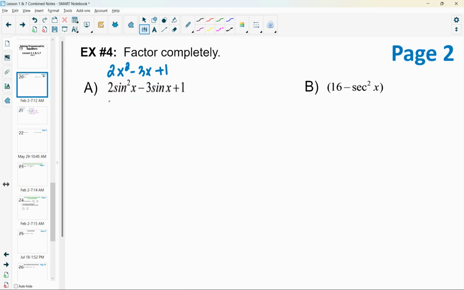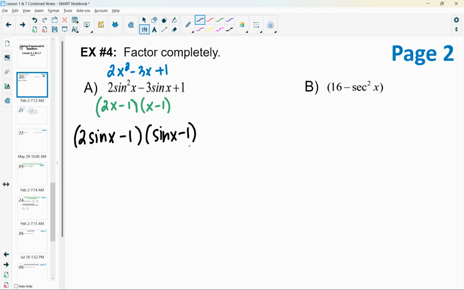So then when we go back here, now we know that this factored to 2x minus 1 times x minus 1. So remember that it wasn't just an x, it was a sine x. So now you need to make sure that you write in the sine again. So this is 2 sine x minus 1 times sine x minus 1. And then that would be factored completely and we would be done.